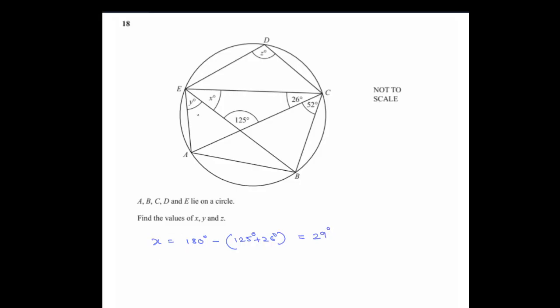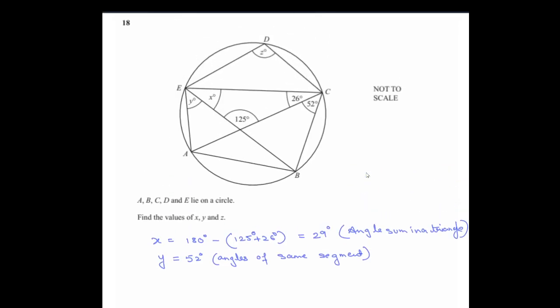For y now, look at the y. This is the angle of the segment AB. Now the same segment is making another angle 52 degrees. So y is equal to 52, angles of same segment. Here also you can write the reason, angle sum in a triangle. Question number x and y is done.